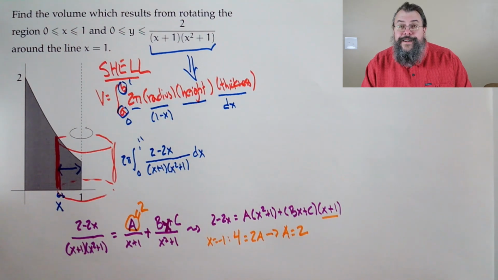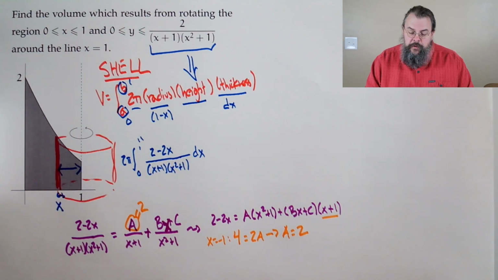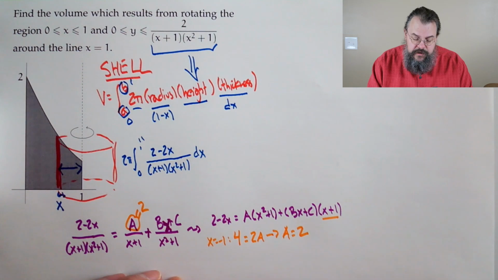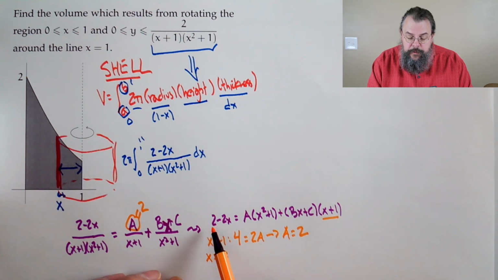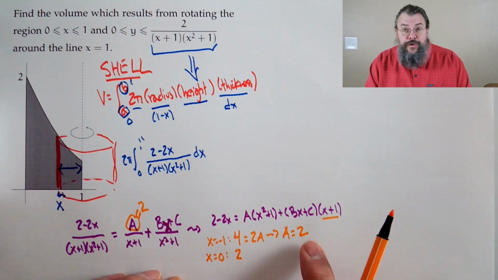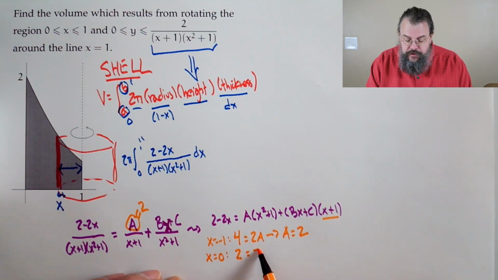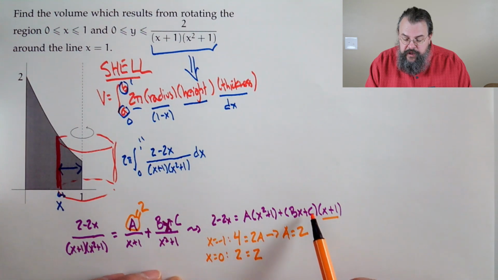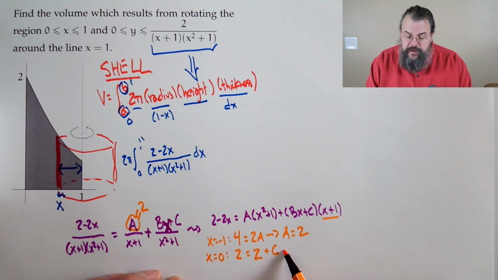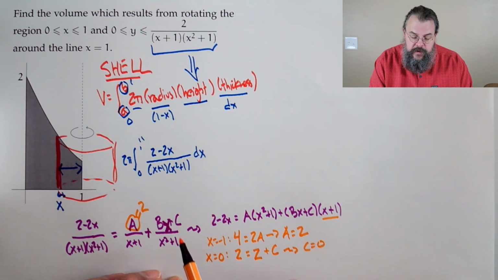And we've just barely begun. Well, what's another good value? Well, 0 is not bad, because 0 knocks a term out. It's oftentimes a good go-to value if you don't have another nice go-to value. So at x equals 0, we'd have 2 minus 0 equals A. But wait a second, we know what A is. A is 2. Okay, so that equals 2. And then we're going to have 0 plus C, which is C, times 0 plus 1, which is 1. So 2 equals 2 plus C. Okay, great. That tells us C is 0.